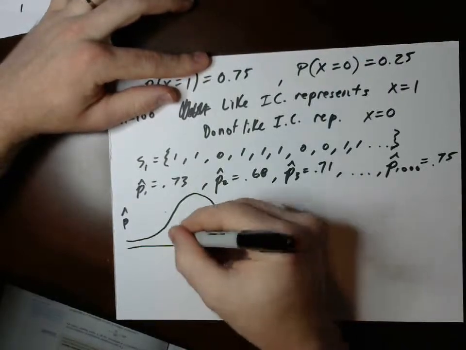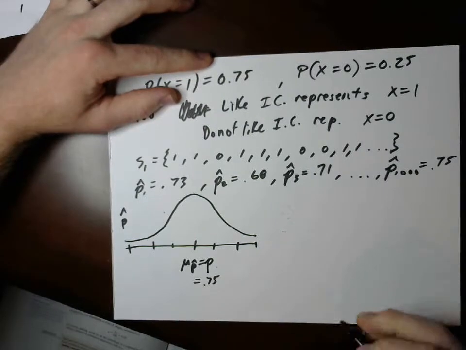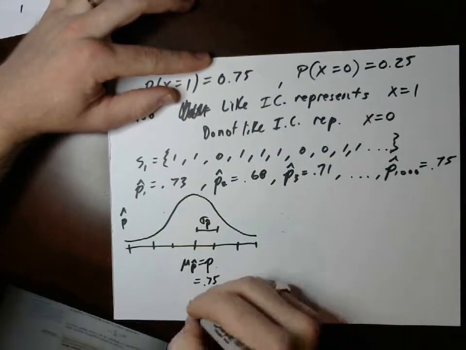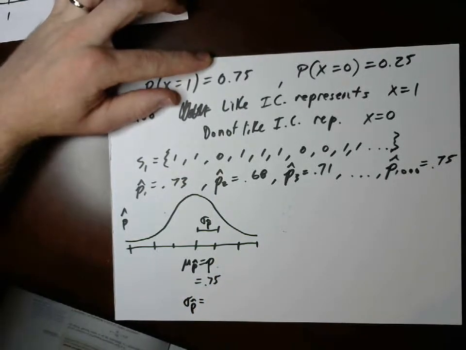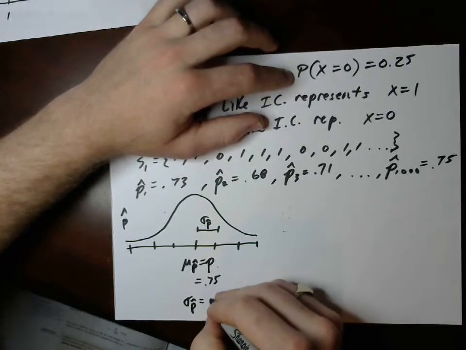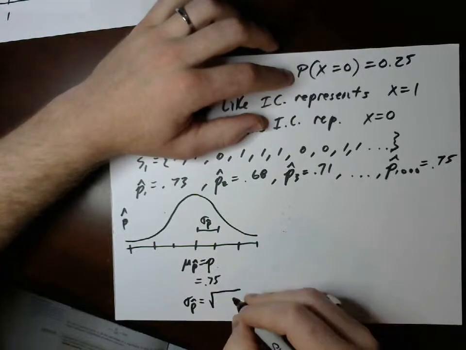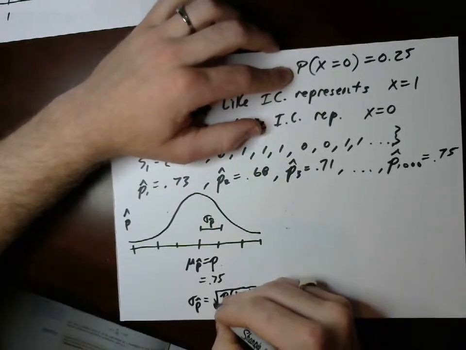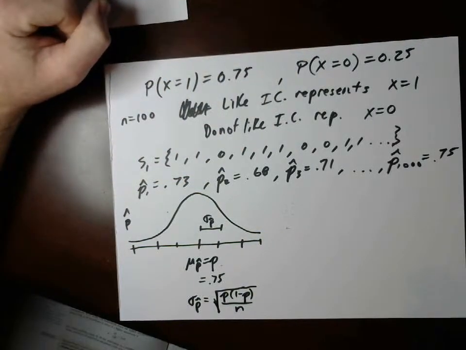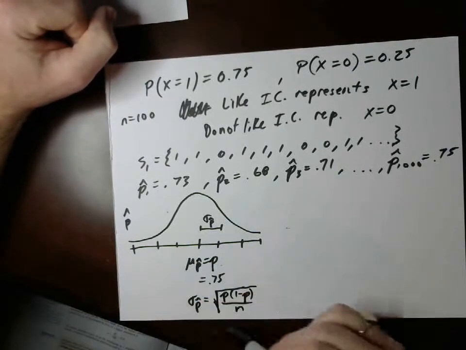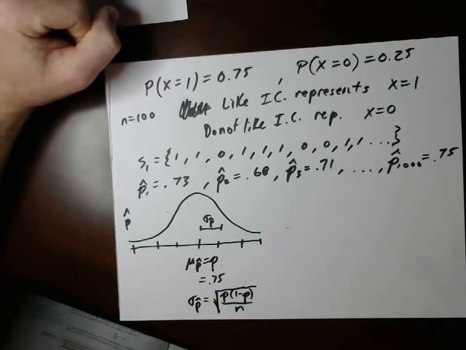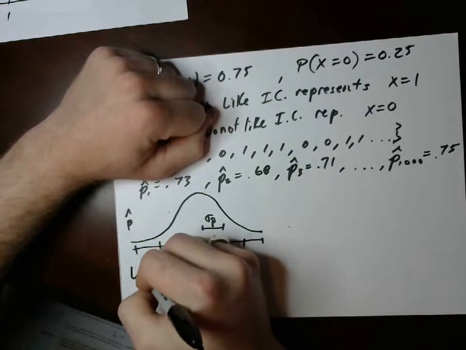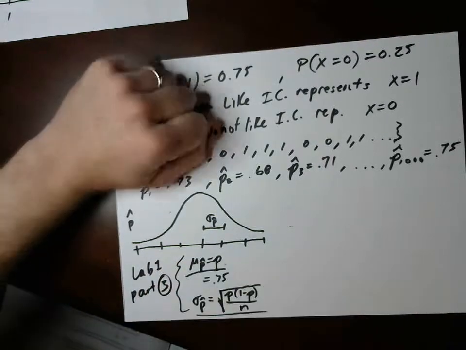And then we'll notice that the standard deviation, sigma sub p hat, is the distance from here to here. In general, sigma sub p hat is equivalent to the square root of p times (1 minus p) over n. You can look in the book and you'll find this equation. You may want to take this into consideration when you answer part 3 of lab 1. Think about this and this when you do lab 1 part 3 of your main post.